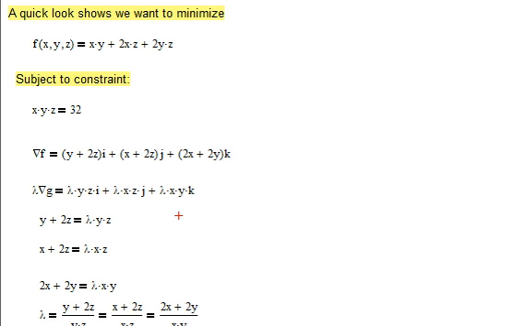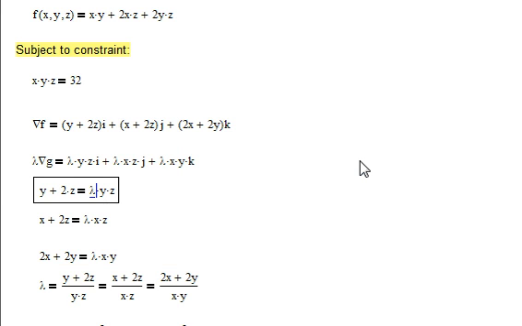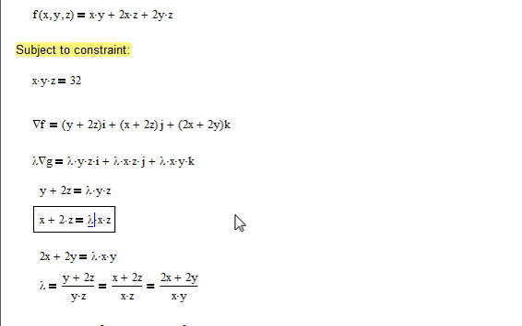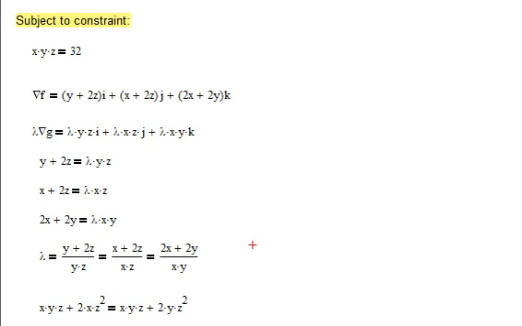Now, what does that give us? Well, solving this equation for lambda, we get lambda equals (Y plus 2Z) over YZ. Solving this one for lambda, we get (X plus 2Z) over XZ. And solving this one for lambda, we get (2X plus 2Y) over XY. So all these have to be equal to each other, and they're equal to lambda alike.